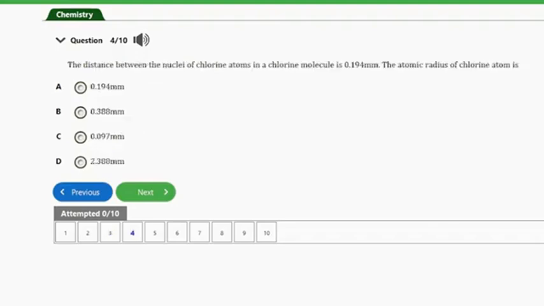So let's go ahead and consider the next question, question number 4. It says, the distance between the nuclei of chlorine atoms in a chlorine molecule is 0.194 millimeters. The atomic radius of chlorine atom is A, 0.194 millimeters, B, 0.388 millimeters, C, 0.097 millimeters, D, 2.388 millimeters. So let's go ahead and solve for this.